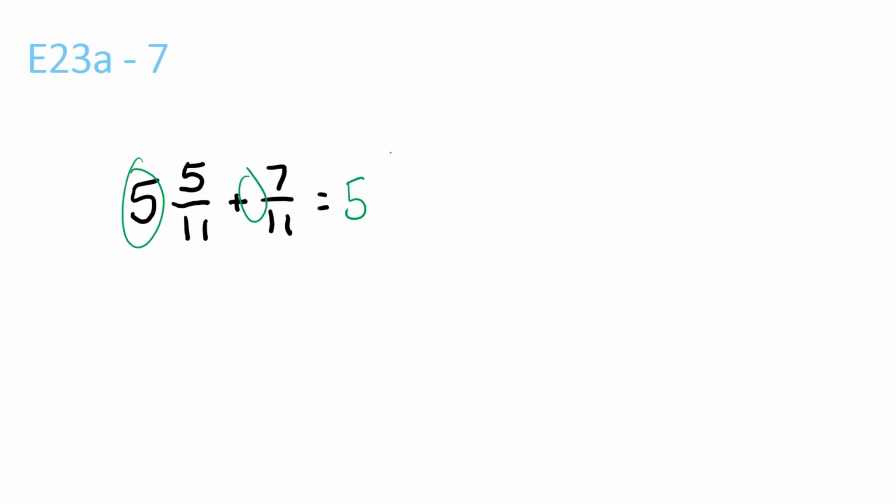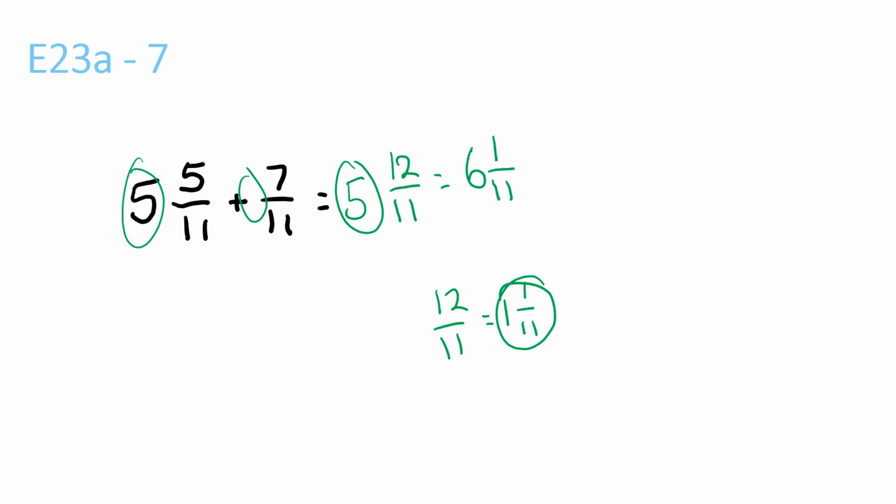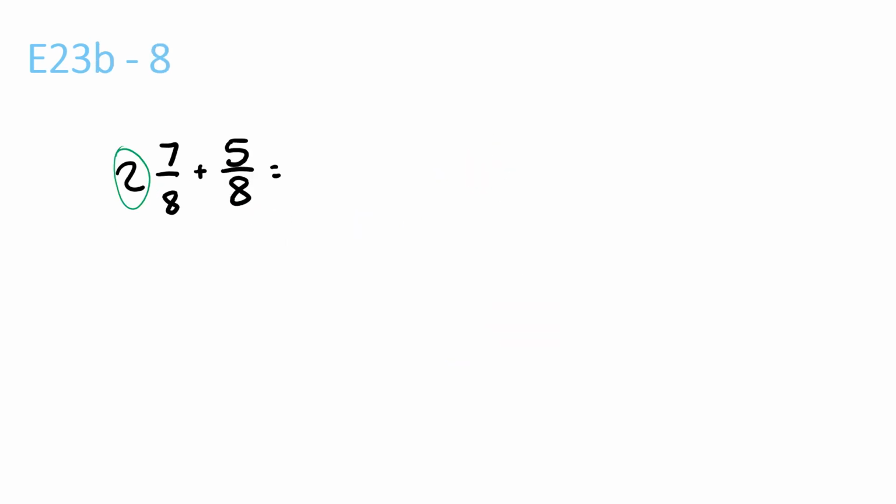5 plus 7 is 12 over 11. 12 over 11 is the same as 1 and 1 over 11. You have 1 and 1 over 11 plus 5, which is equal to 6 and 1 over 11. 2 plus nothing is 2.